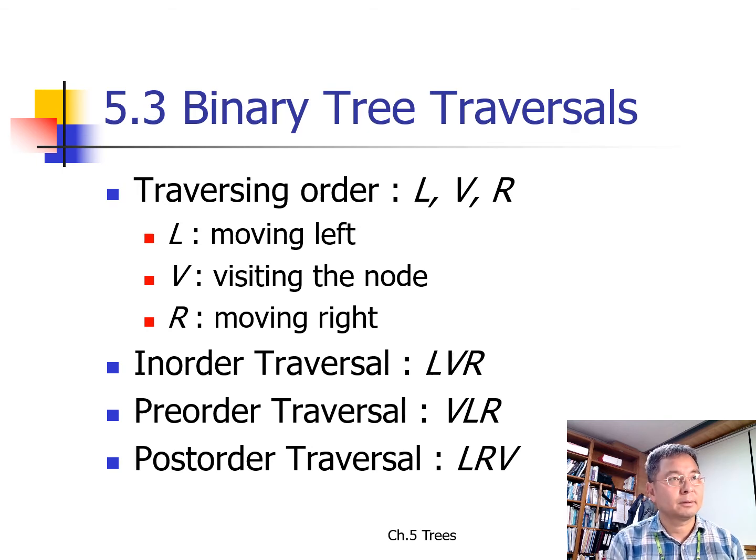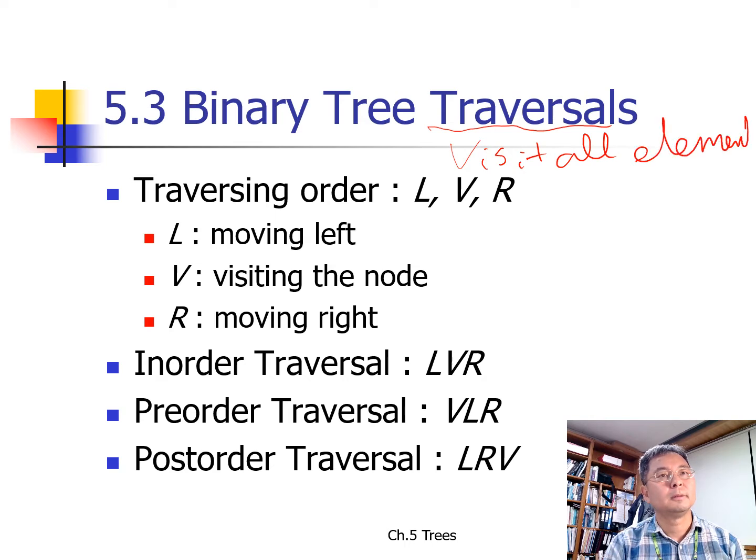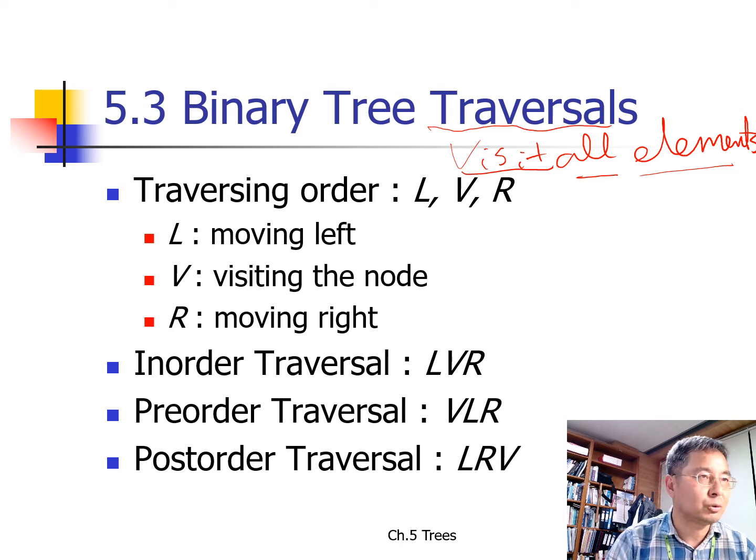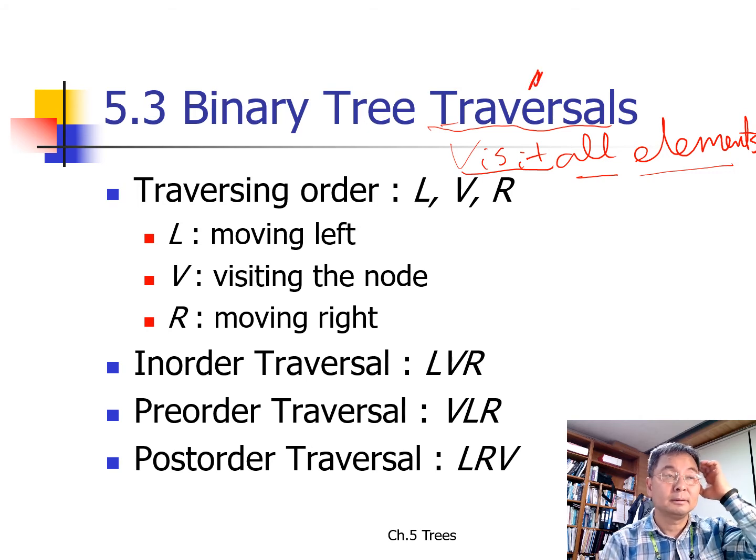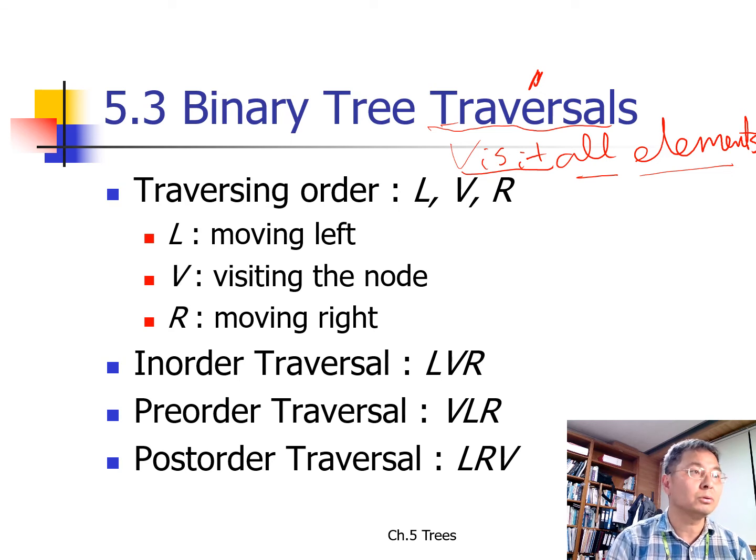binary trees. Okay, traverse. What is a traverse? Traverse means that we visit all elements. Visiting all nodes or elements in a binary tree is called binary tree traversal. So the accent is here, traversal. Okay, so how can we visit all nodes in a binary tree?